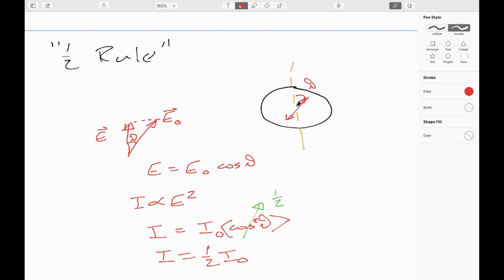So it'll pick up the direction of the polarization axis, and the amount of light, the intensity of the light, will be cut in half. So this is the 1/2 rule, and it's used for initially unpolarized light.